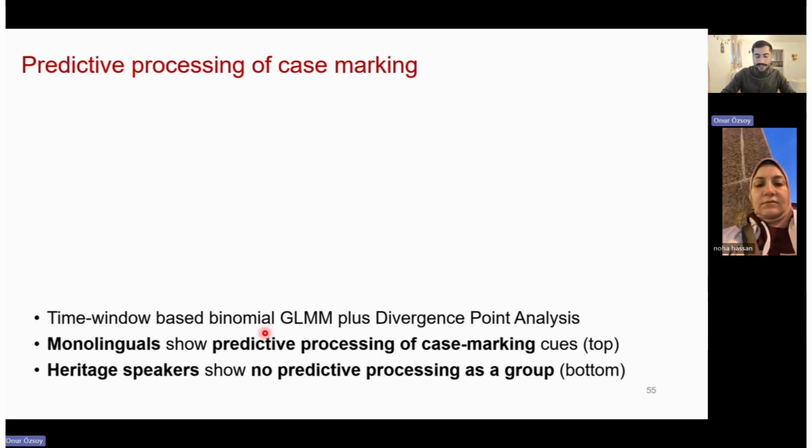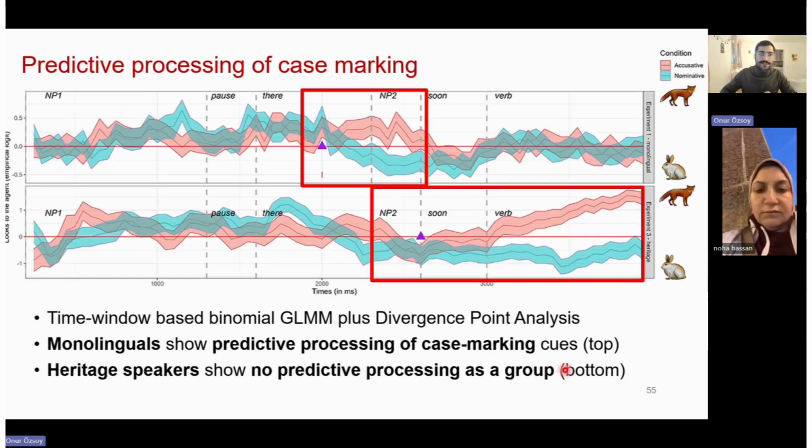And this is something that has been studied before. And what we find on a group level is that monolingual speakers show predictive processing of case marking, the effect that we expect, but heritage speakers do not show predictive processing of case marking as a group. These are the corresponding graphs.